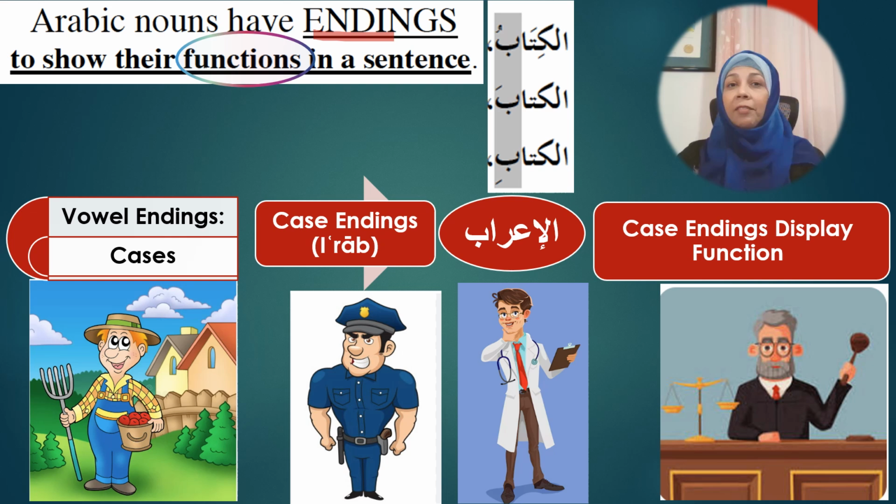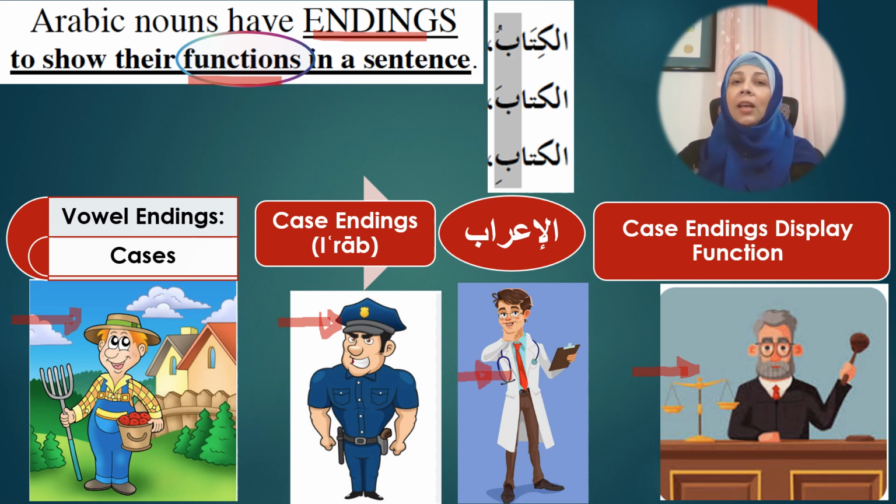Arabic nouns have endings to show their functions in a sentence. In order to understand this better, I want to give you an example with these pictures below. The hat of this man tells you his function as a farmer. The hat of this man tells you his function as a policeman. And here, this man's white coat tells you his function as a doctor. And here, the black jacket worn by this man tells you that he is a judge.